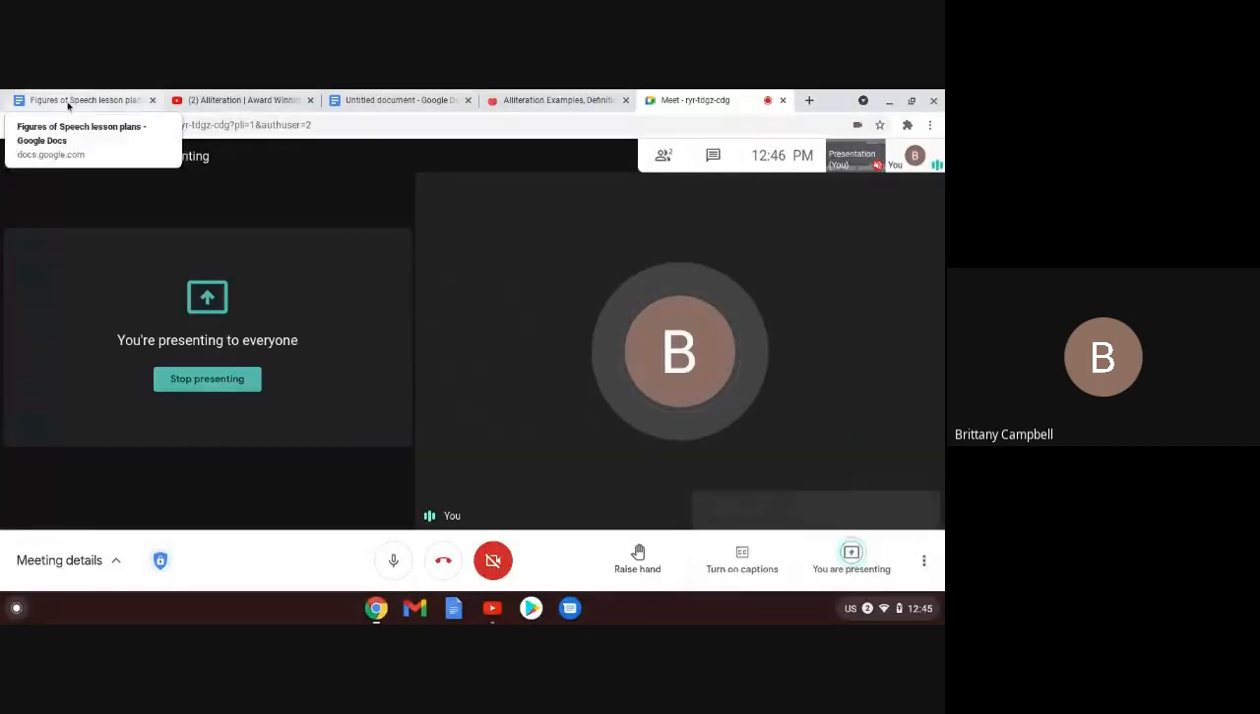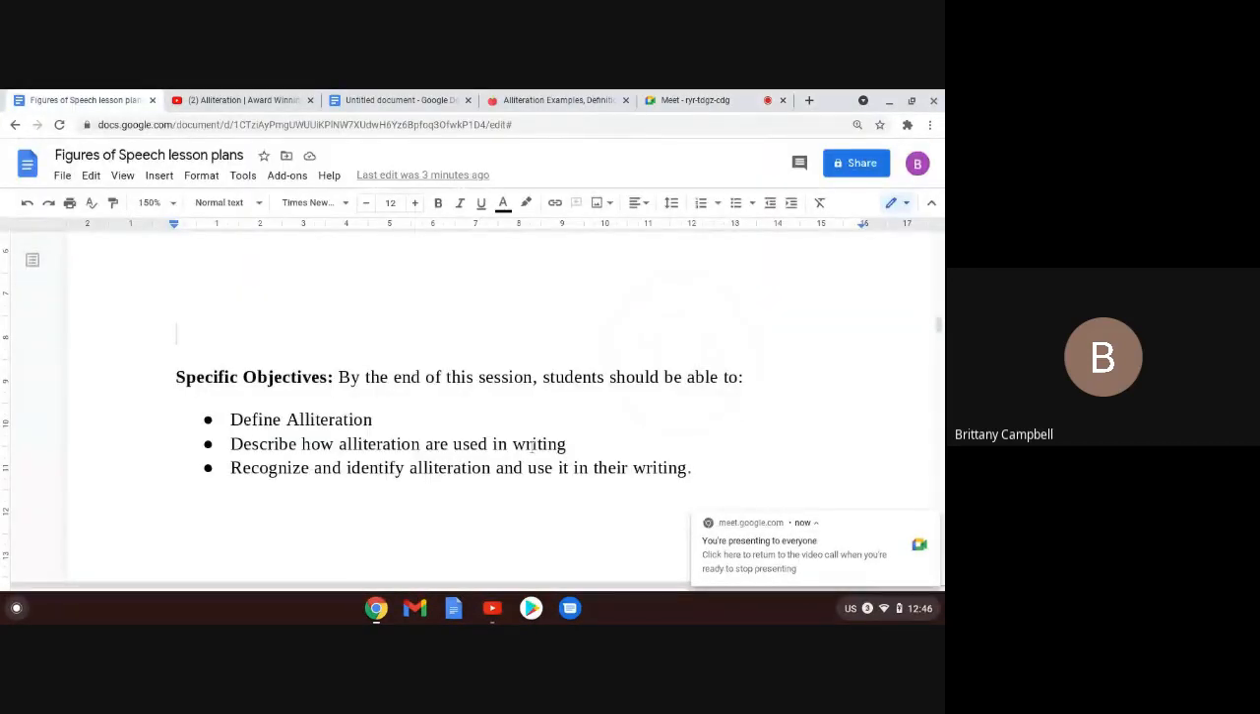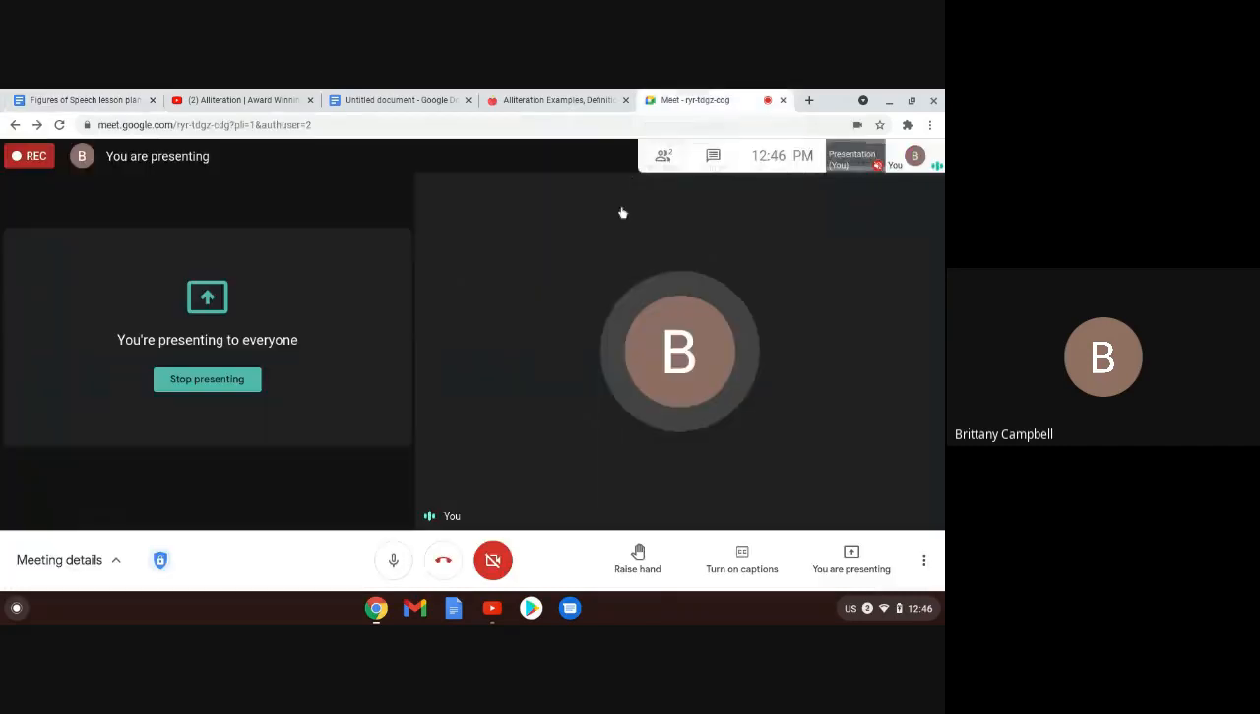Now, for our specific objectives, by the end of this session, you should be able to define alliteration. Yes, we're focusing on alliteration. We're going to describe how alliterations are used in writing, and our third objective, recognize and identify alliteration and use it in your writing. So those are our objectives for this session.